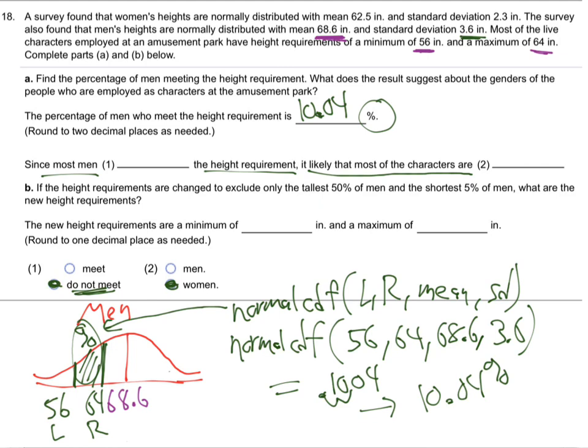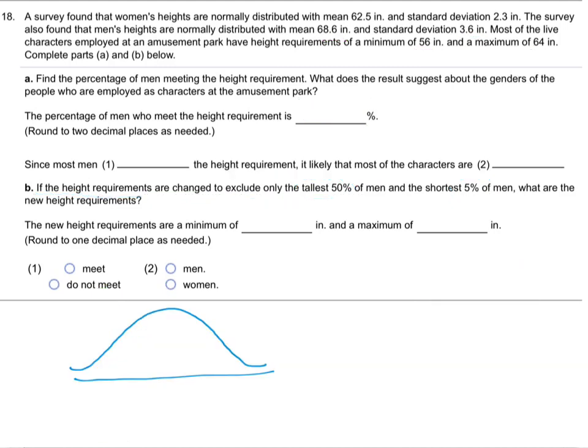And then part B, maybe we better do it. Part B, if the height requirements are changed to exclude only the tallest 50% of men and the shortest 5% of men, what are the new height requirements? Okay, so can you draw a curve that'll fit that? I'll give you a second on that. What is the middle? It's still 68.6? Okay, and then what do they want from me on this one? They want the tallest 50%, which is the mean already. Yeah, that's 68.6.